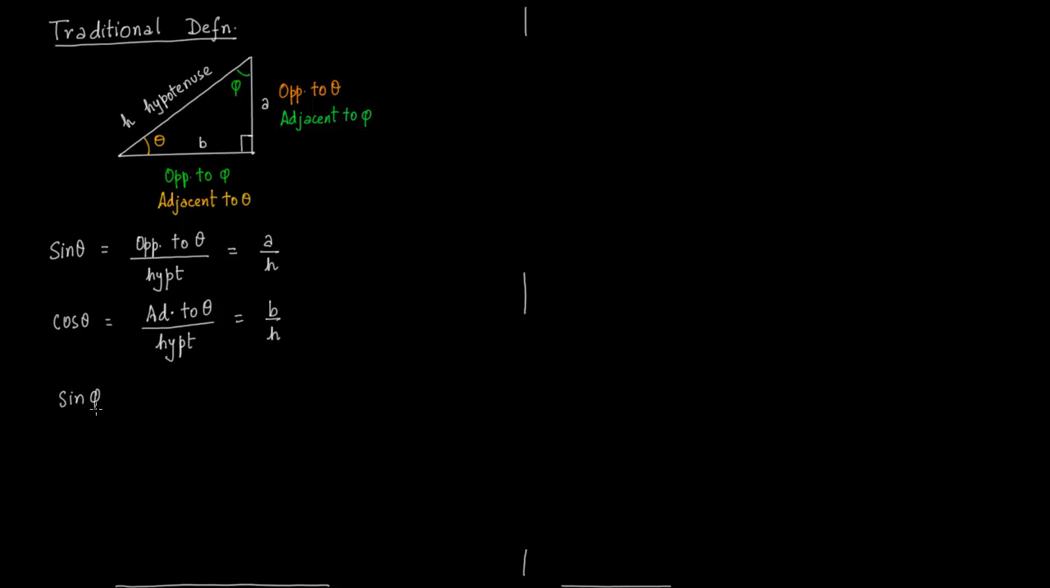What about sine phi? Sine phi is again by definition opposite to angle phi divided by hypotenuse. So sine phi is opposite to angle phi, which is B, and hypotenuse is h. Cos phi is side adjacent to angle phi divided by hypotenuse. Adjacent to phi is A divided by hypotenuse, which is h.